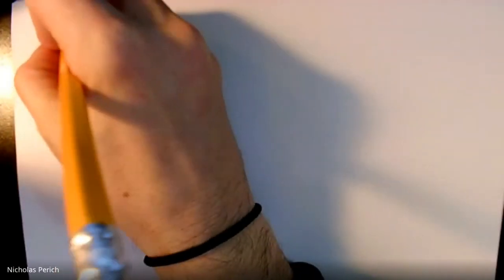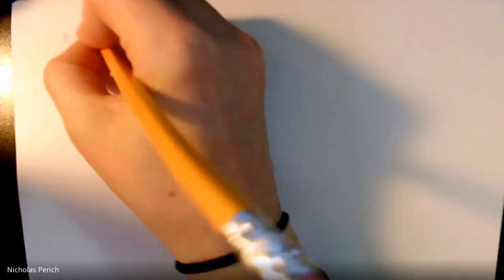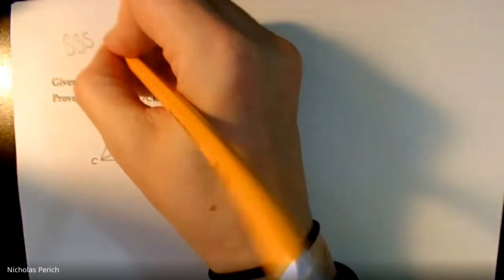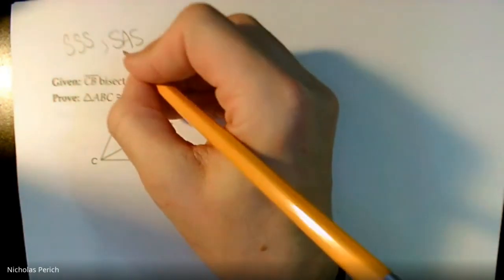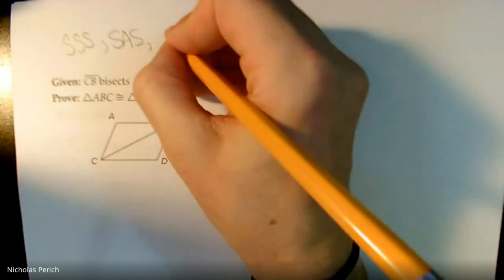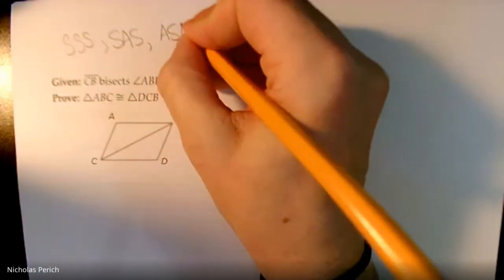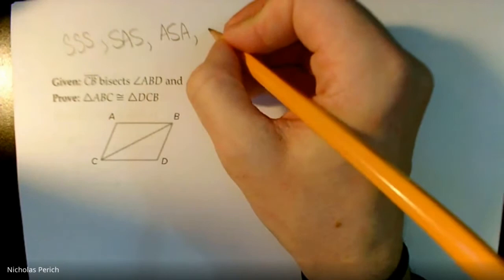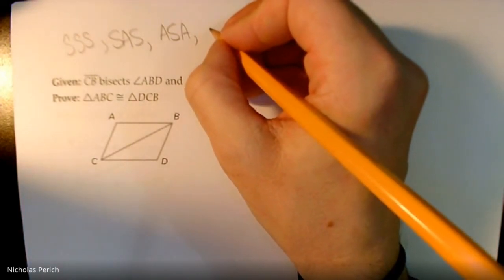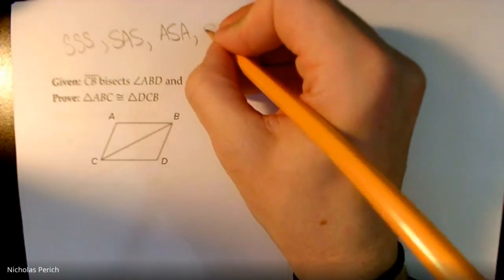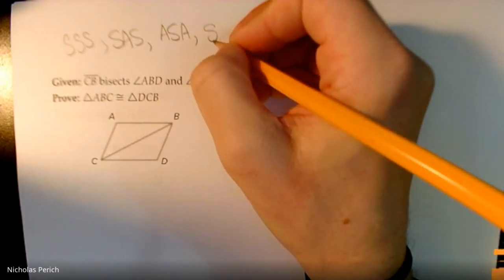I'll just write it up here so we can remember. We have SSS, 3 sides are the same. SAS, 2 sides and an angle in between are the same. ASA, 2 angles and the side in between are the same. And, oh gosh, SAA. Was it AAS or SAA? How did we word it? Because it's the same thing. I just want to be consistent with the wording.